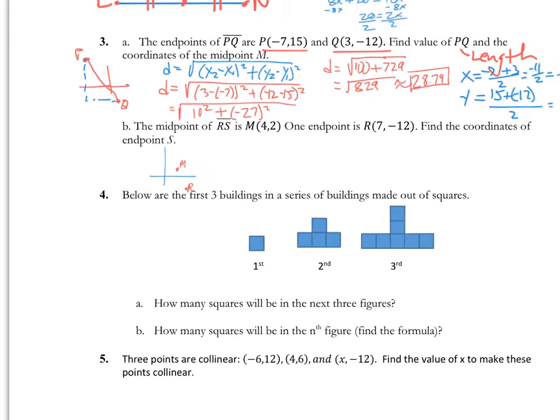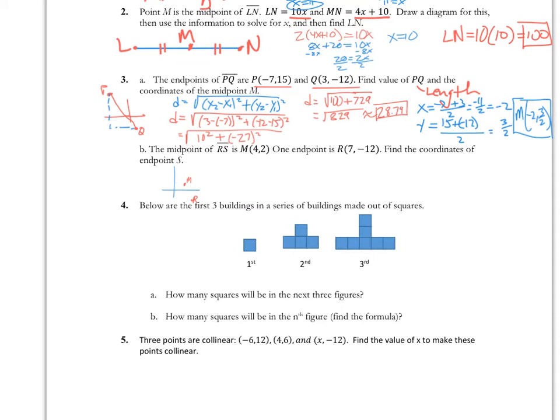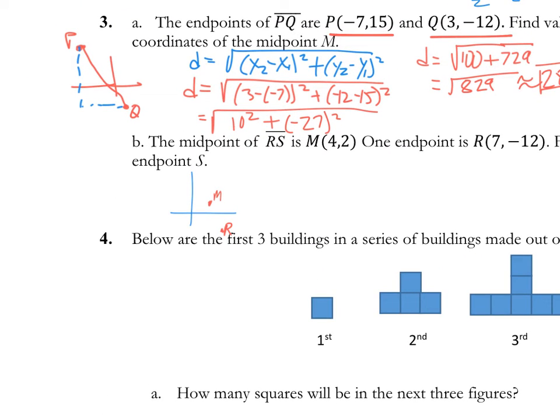Okay, probably farther down, but this is just a model. So 4, 2, and 7, negative 12. And so there's an S that we're looking for somewhere up here. So this is a line segment. That's the midpoint. We'll go the same distance up here, and there's S. Okay, my drawing is not to scale because I ran out of room down here. But that's the idea. I want to find that.